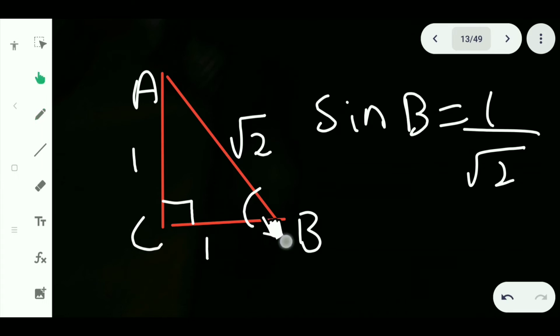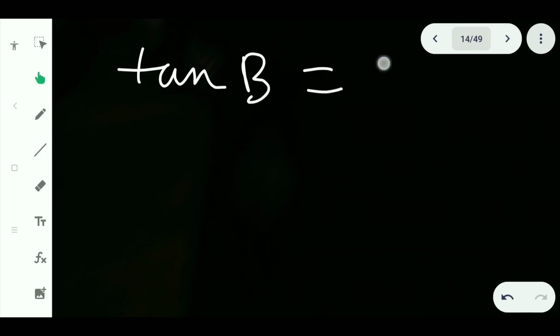And now here we can find tan B. What is actually tan B? Opposite by adjacent, 1 by 1, nothing but 1 only. Tan B is equal to 1.